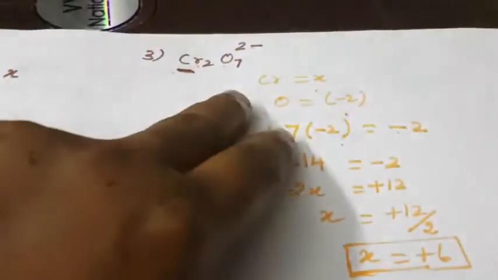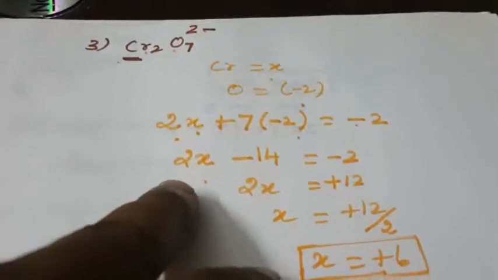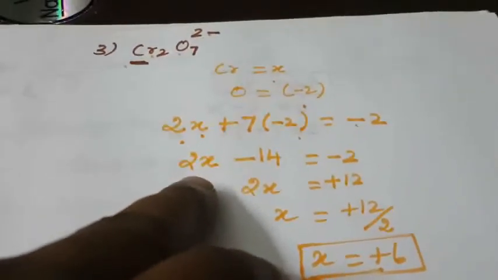This one is completely different. The charge is already given, so the sum is equal to that charge. Okay, so that you have to find out. This is another one. So how to calculate this one?